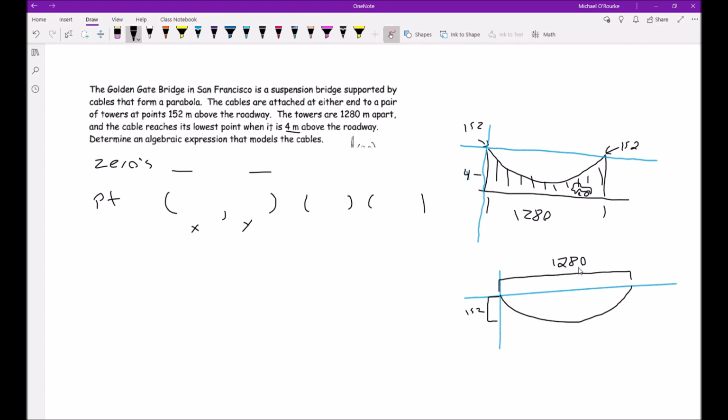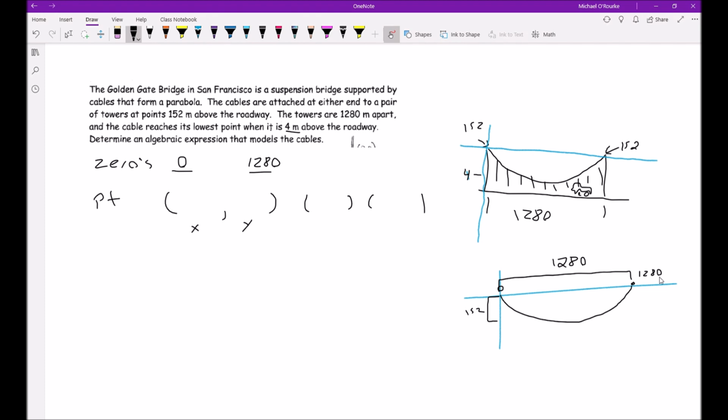That's good, Christopher. The lowest point would be halfway the distance of the bridge. And McCann, you have your zeros correct. So good. So we figured out the zeros. We're at 0 and 1280. Because that starts at 0. And this here, if it's 1280 wide, this point here will be 1280. Very good.